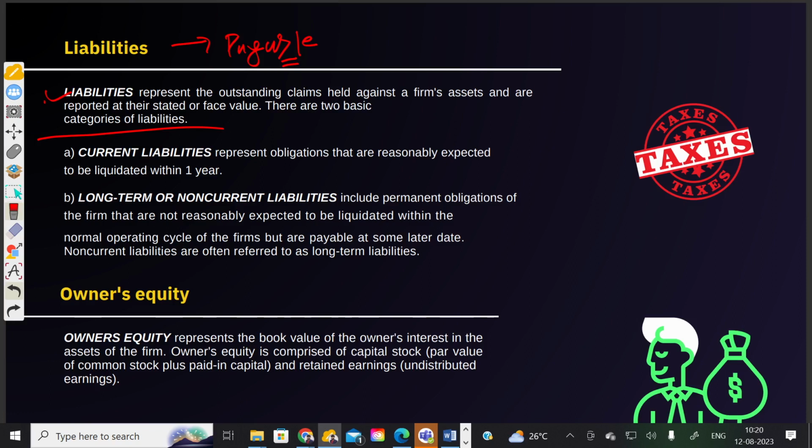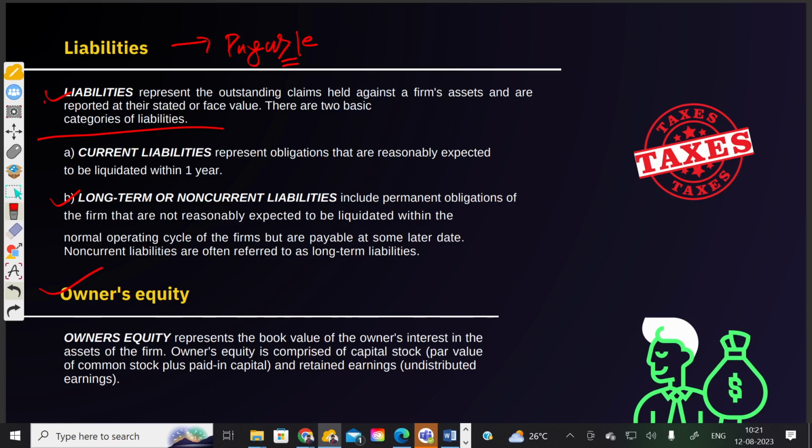And what about the long-term liabilities then? Long-term liabilities include permanent obligations of the firm that are not reasonably expected to be liquidated within a year or within a short-term span, so you can see loans or even bonds. If, let's say, XYZ company raised funding through bonds or loans, that becomes a long-term liability. And then what about the owner's equity? Because owner's equity is also recorded to the credit side, correct?